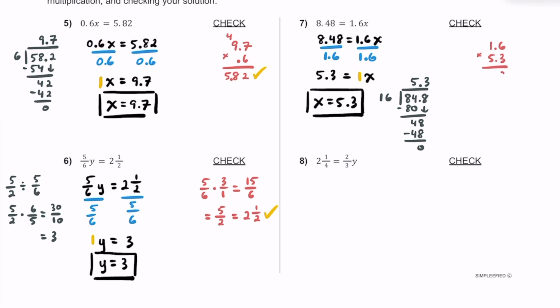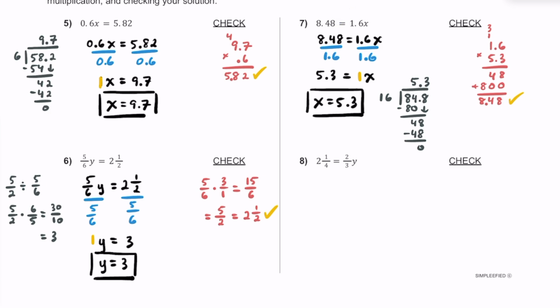6 times 3 is 18. Carry the 1. 3 times 1 is 3 plus 1 is 4. We need a placeholder here. 5 times 6 is going to be 30. Put the 0, carry the 3. 5 times 1 is 5, plus the 3 is going to be 8. And if you go ahead and add these two rows together, we're going to get 8, and then 4, and then 8. Let's put a decimal in here. So we have 8 and 48/100, which matches what we were looking for over here on the left side of the equation. So that checks out.